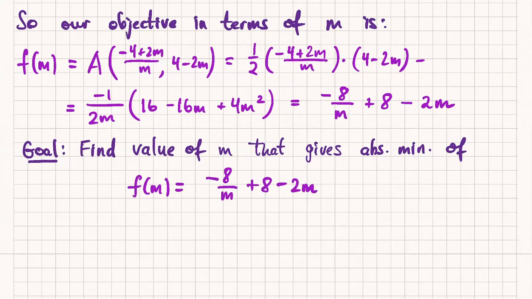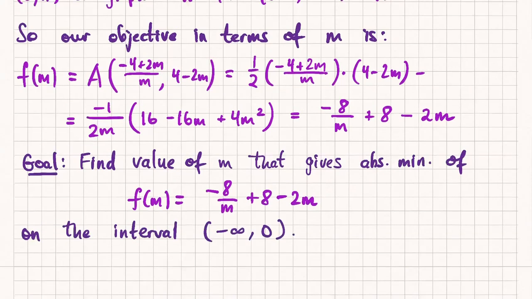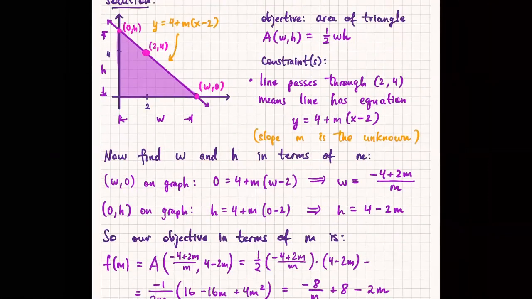And now Margaret's going to tell us what the interval is. And Jessica's also told us, right? m actually has to be less than 0. So the interval is going to be negative infinity to 0. Can I include 0 here? Actually, that's a good question. Does m equals 0 make sense? Is m equals 0 a possibility for this problem? No, right? Because m equals 0 will be a horizontal line, and there's no triangle.